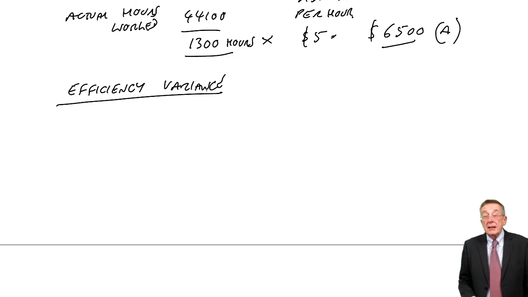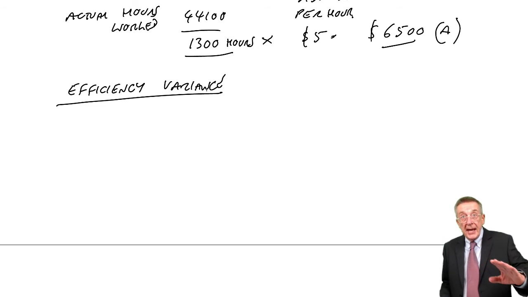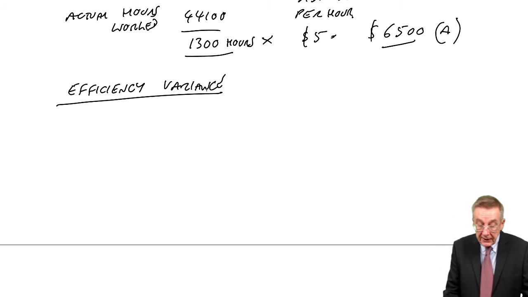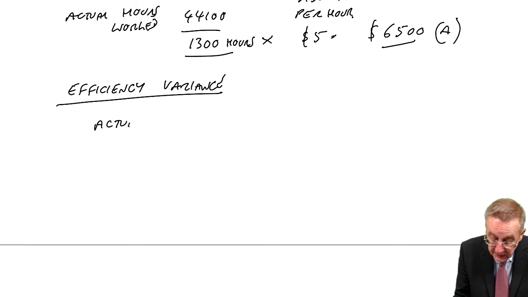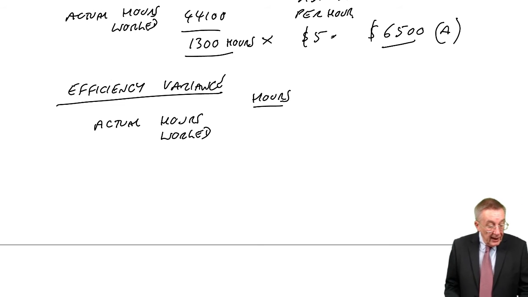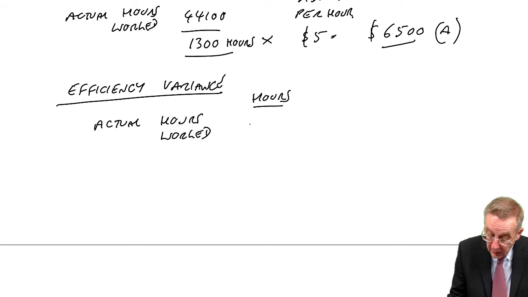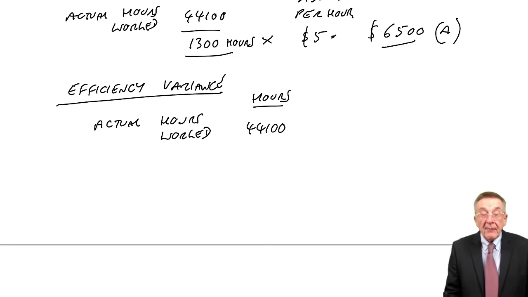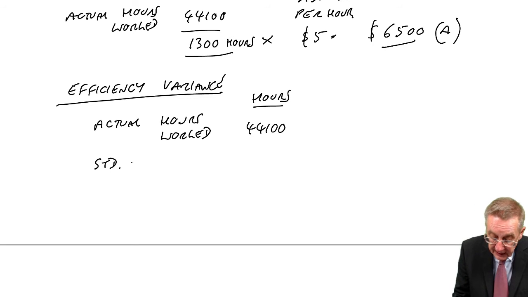For efficiency, let's compare how many hours they worked with how many hours they should have worked. So the actual hours worked were 44,100. How many hours should they have worked? The standard hours for the actual production.